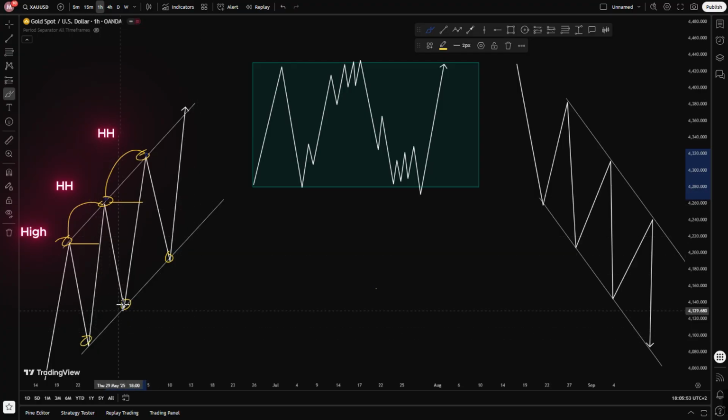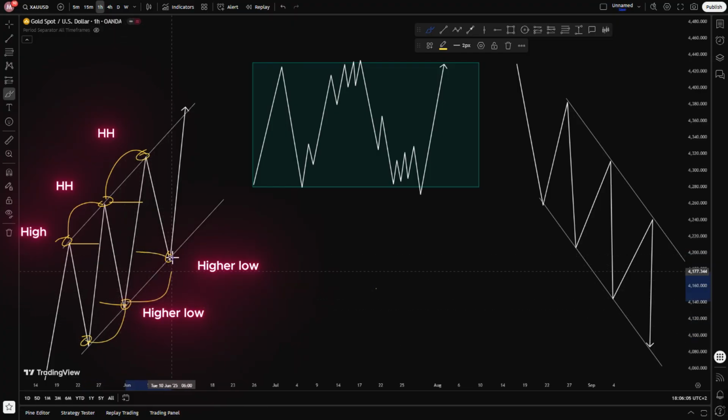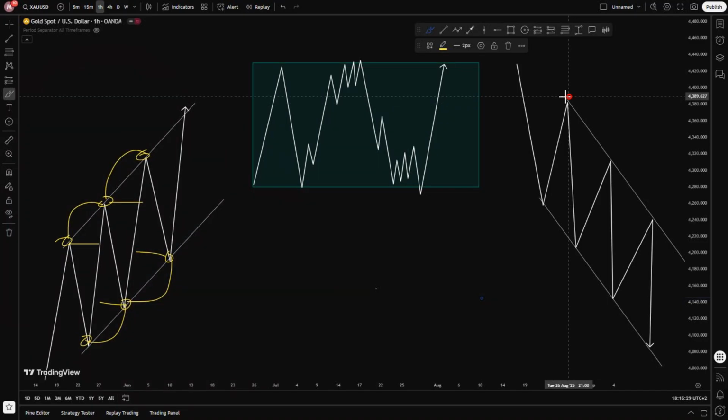If a low forms higher than the previous low, we call it a higher low. And if the next low is again higher than the last, that's another higher low. This pattern, higher highs and higher lows, is what keeps the uptrend alive. The moment that pattern breaks, the market might be telling us it's ready to slow down or reverse. I know it might sound like a bit of a tongue twister, but once you see it on a chart, it clicks, and that's when you start spotting trends like a pro.